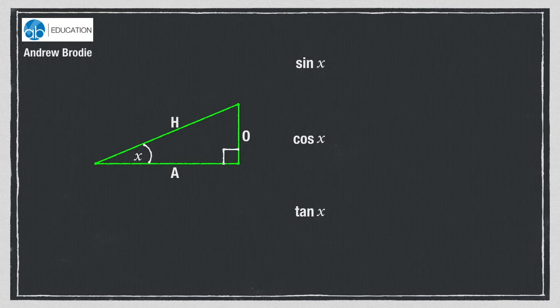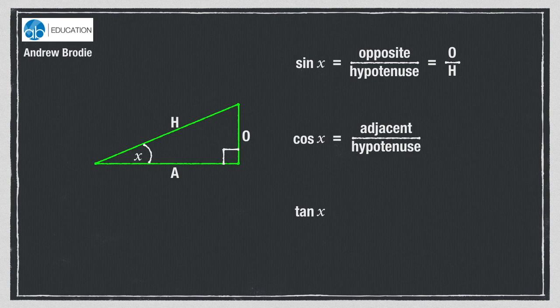Now look at sin, cos and tan. We can use sin when we know the length of the opposite and the hypotenuse. We divide the opposite by the hypotenuse. We use cos when we know the length of the adjacent and the hypotenuse, and tan when we know the opposite and the adjacent.